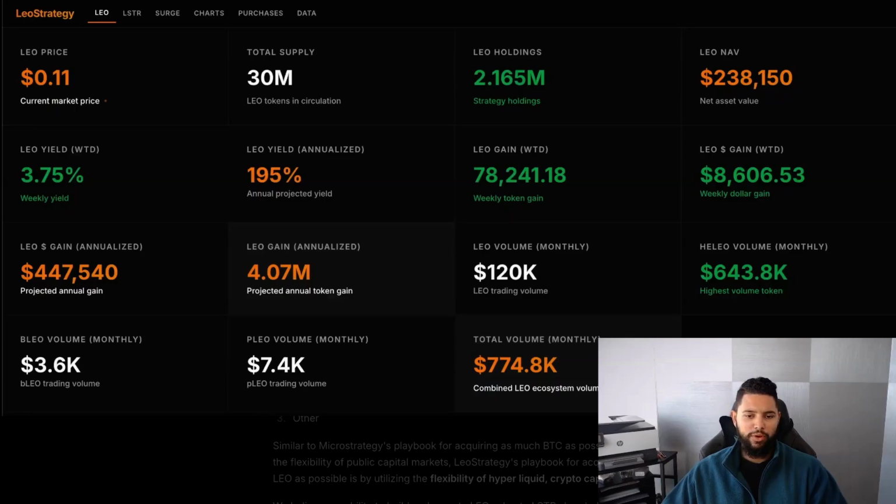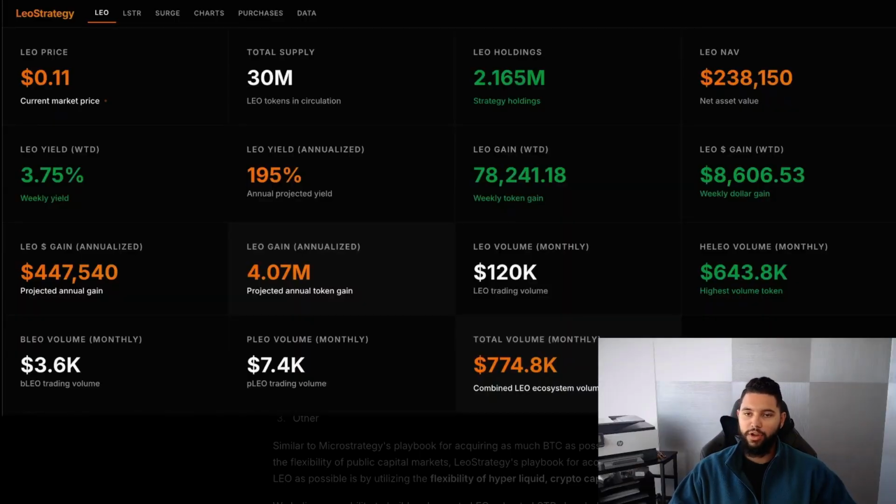BLEO did $3,600. PLEO did $7,400. If you combine all of them, that gives you $774,800 in combined LEO trading volume across all the different LEO pairs that are out there. That doesn't include LSTR. And then obviously when Surge sells out, Surge can be added to the mix. So that is just LEO trading pair volume, which is absolutely insane to see.